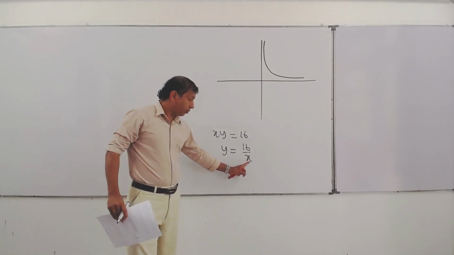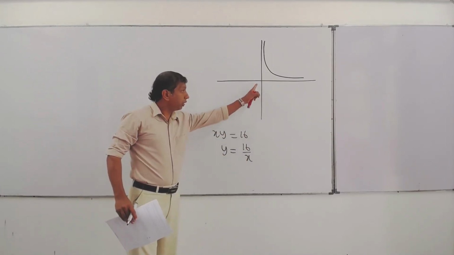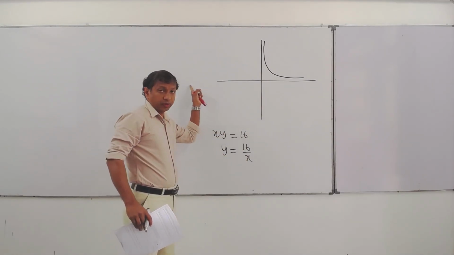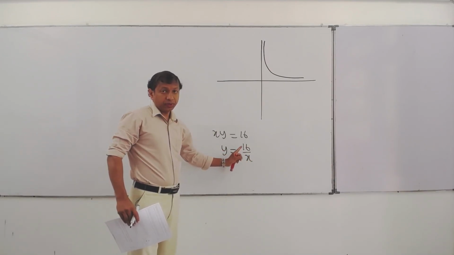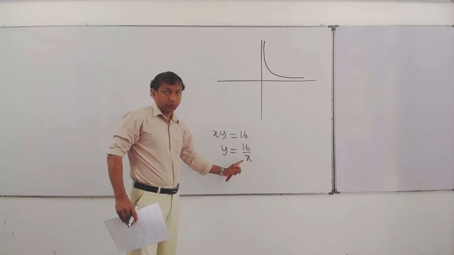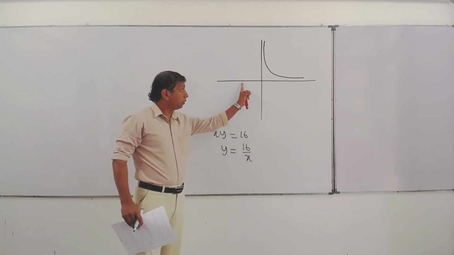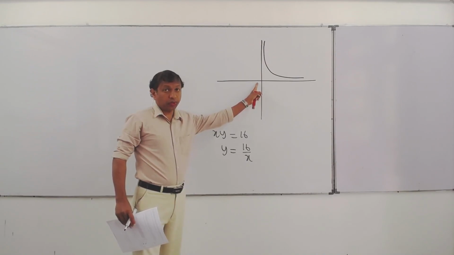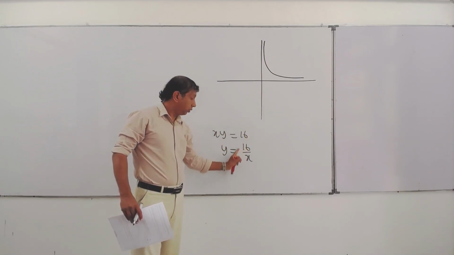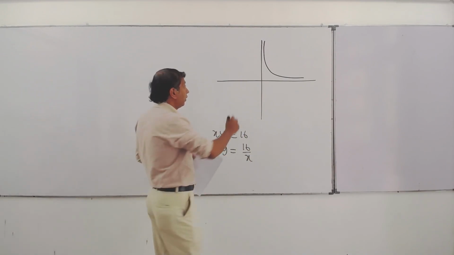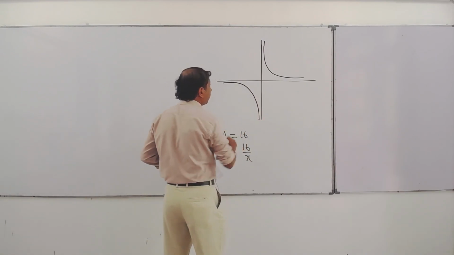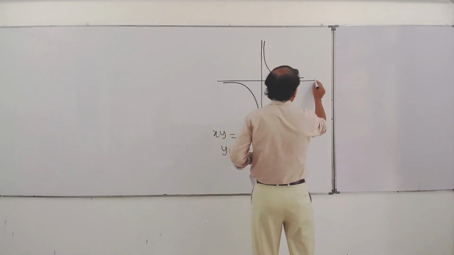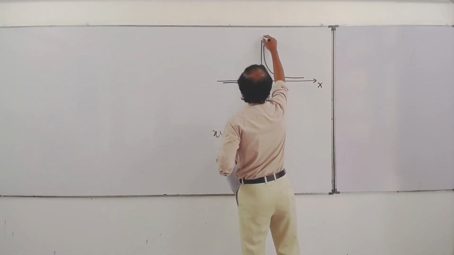Similarly, when x goes towards negative infinity, the fraction goes to 0 through negative values. When x goes towards 0 from negative values, y goes to negative infinity. The graph is like this. It's how we roughly sketch the graph. Okay, this is the hyperbola xy equals 16.